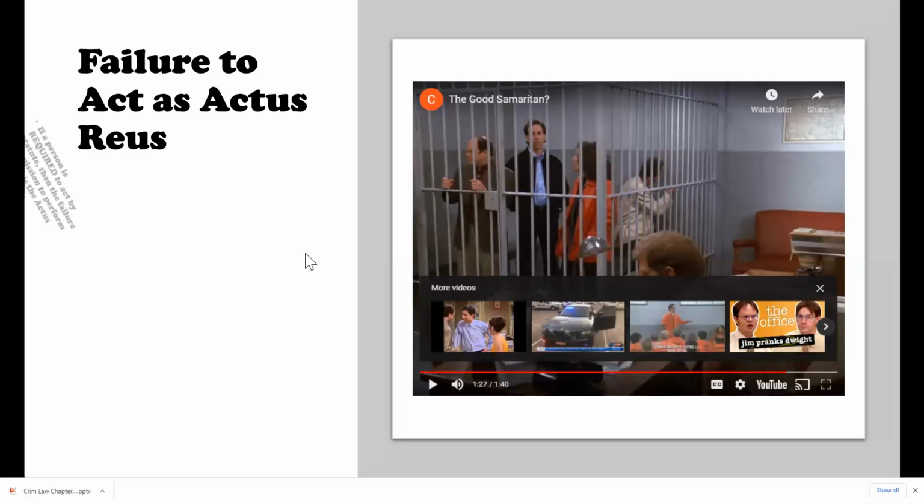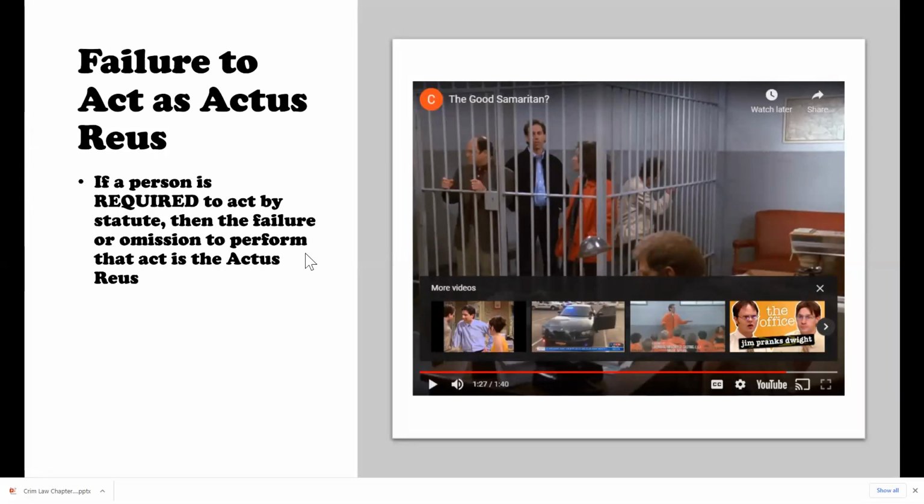If a person is required to act by statute, then the failure or the omission to perform that act is the actus reus. So actus reus can either be the voluntary action or it could be the voluntary failure to act. Either way, either one could be the actus reus. So an example would be what we just saw in that video, these Good Samaritan laws that require you to take action when you see a crime happening.